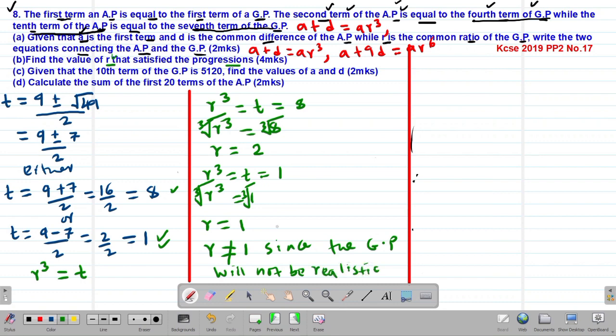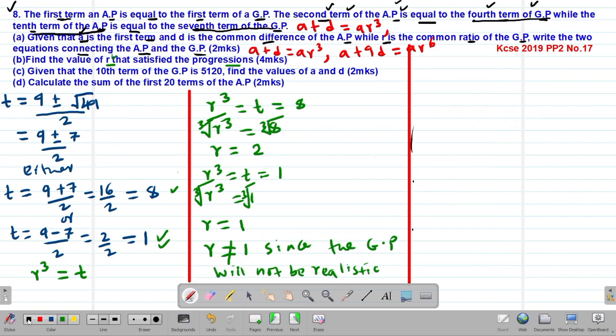Why are we talking of not being realistic? Because remember, this one means that if the first term of that particular GP, for example, is 2, then the second term must be 2, the third term must be 2, the fourth term must be 2. So that when you find the common ratio, you'll end up with 2/2, which will give you 1. So, of course, this particular geometric progression is not realistic. That is why we are disqualifying r being equal to 1 as a valid solution.